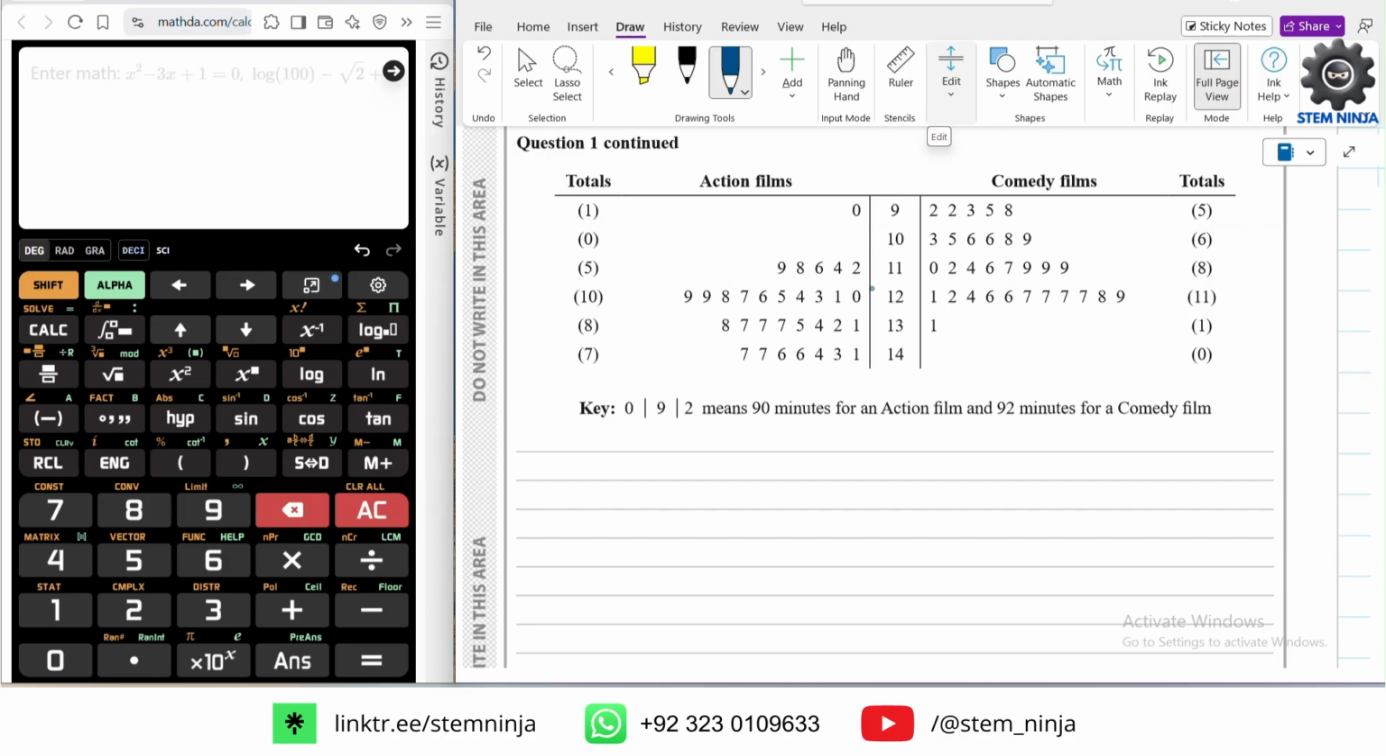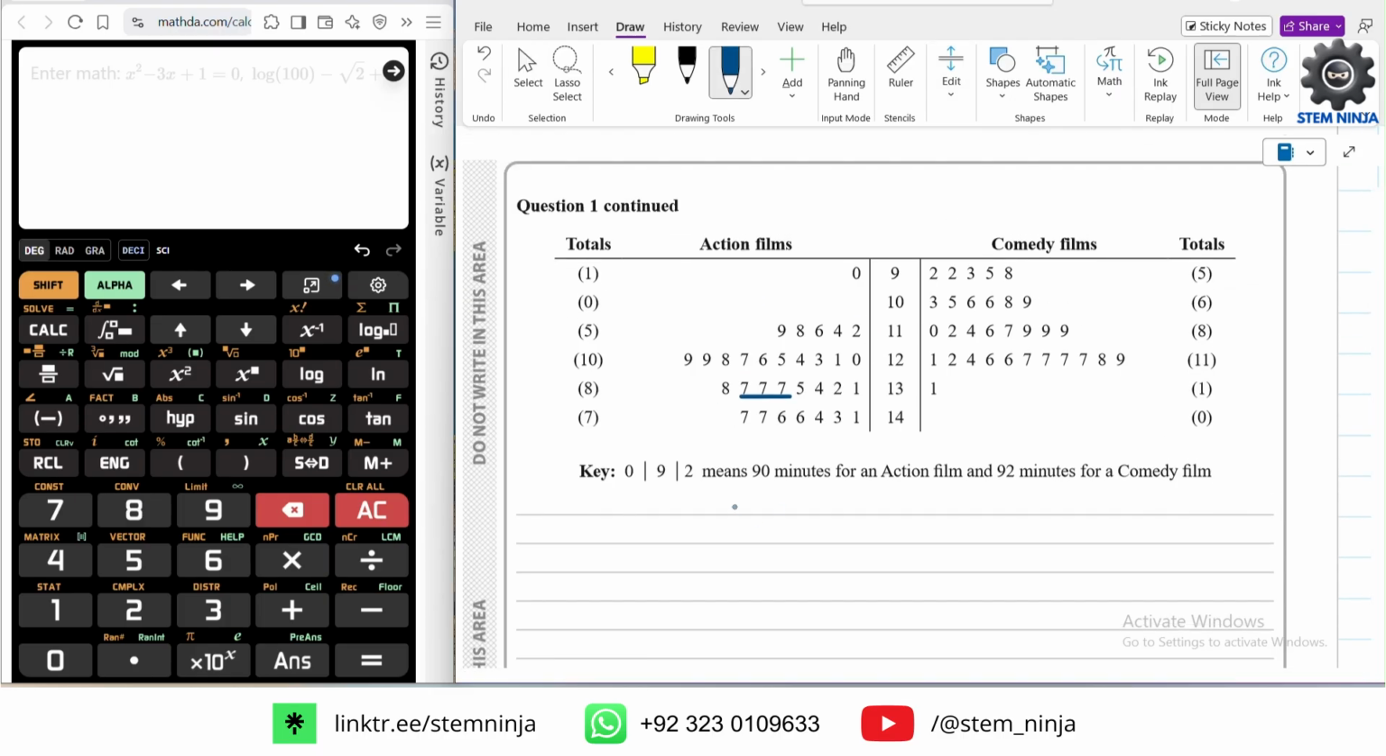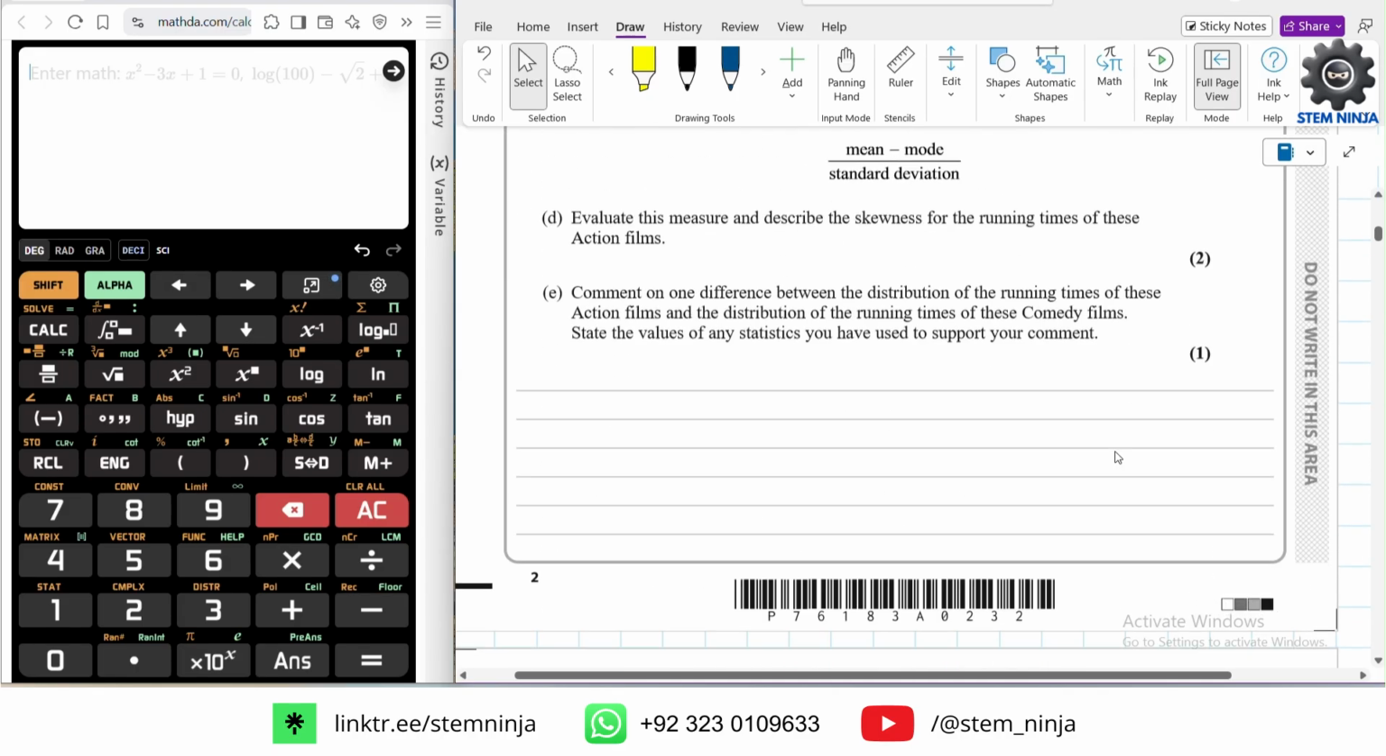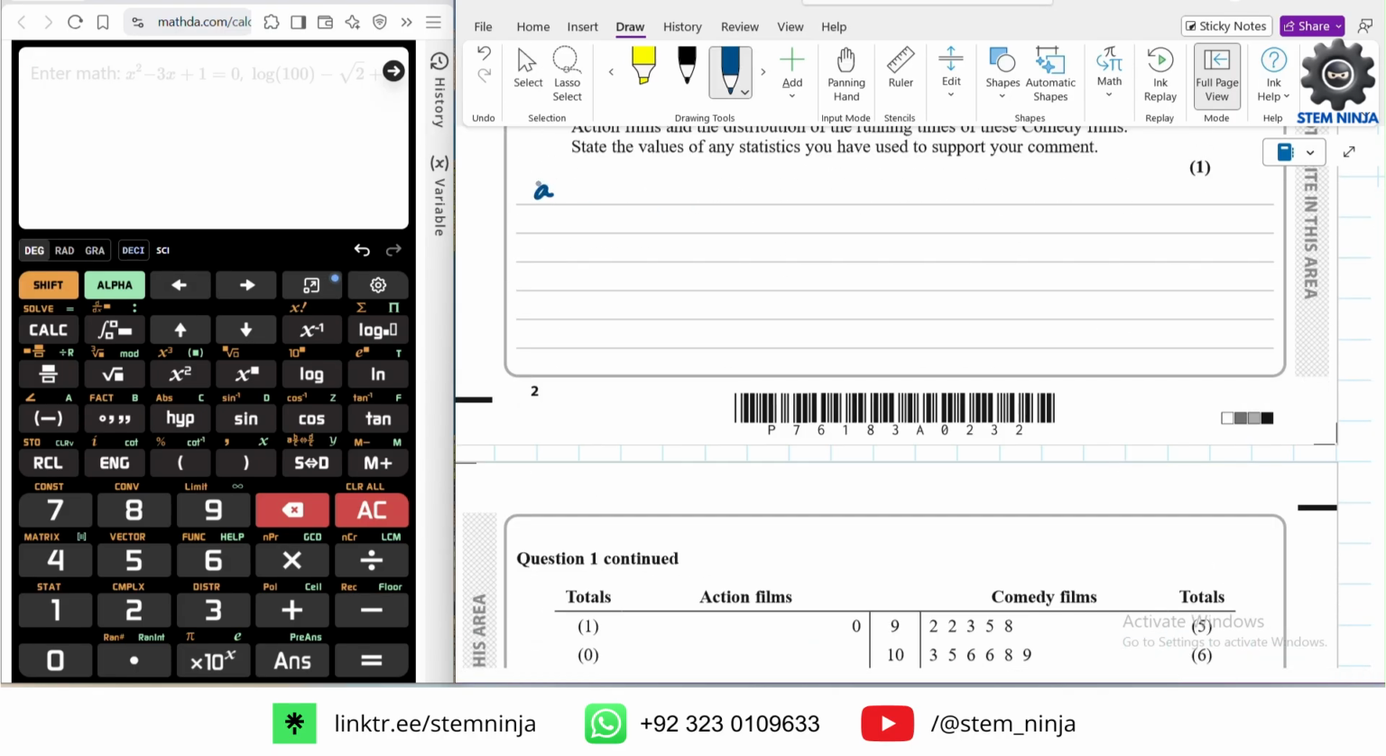If you glance through it, this is 137. If you read through it, this means 90. So this 13 times by 10 plus 7, that means 137. And this is twice, this is twice, this is twice. That means the 3 times it is occurring, that is 137. So the modal time is 137.